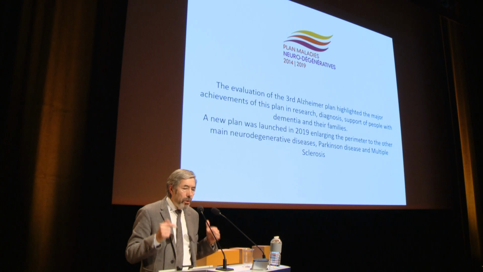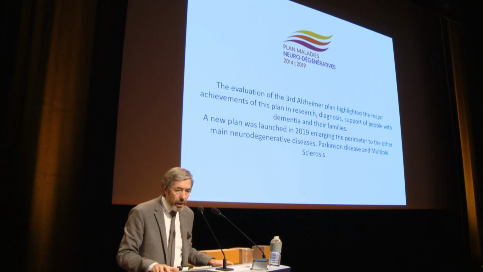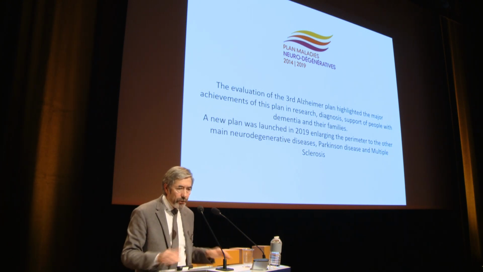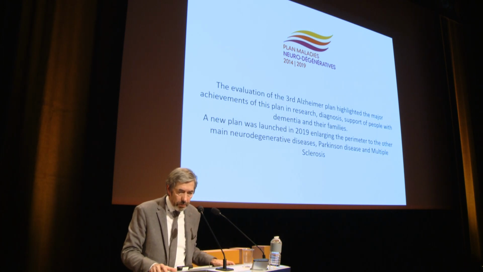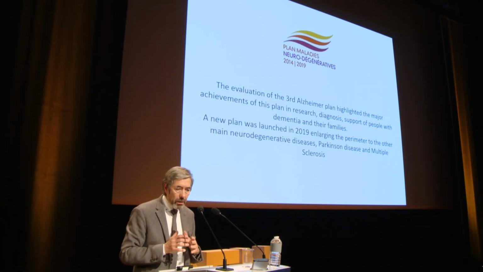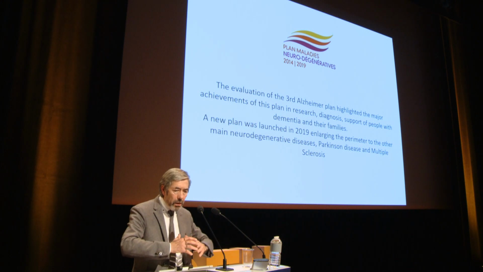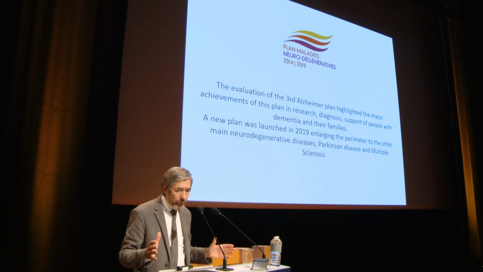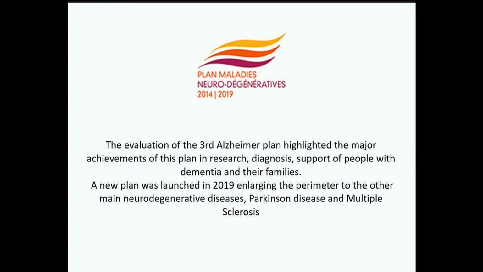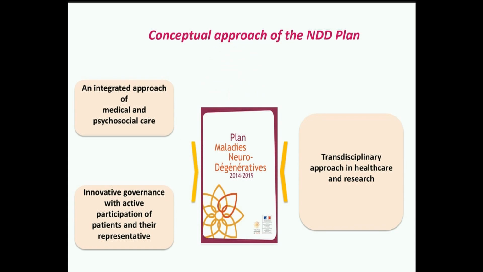So the neurodegenerative plan was launched after the evaluation of the third Alzheimer plan. It was launched with an enlargement of the perimeter to the main neurodegenerative diseases, Parkinson's disease, and multiple sclerosis, which was considered as a neurodegenerative disease. Other neurodegenerative diseases, particularly the genetic ones, are in another plan, which is the rare disease plan.